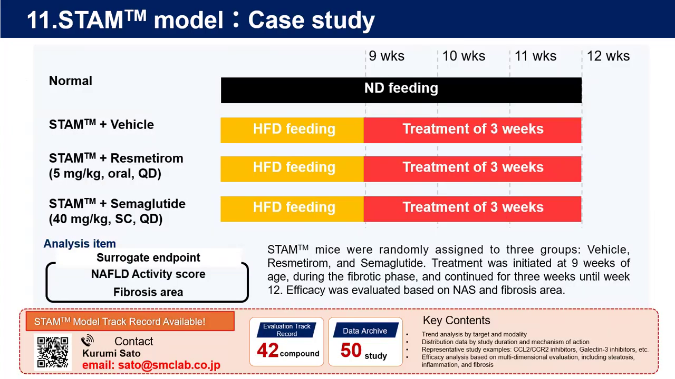Next is a STEM model case study. This slide shows an example of a study in which the STEM model was actually used for evaluation. In this study, the subjects were divided into 3 groups: the vehicle group, resmetirom group, and the semaglutide group. Administration began at 9 weeks of age when fibrosis was progressing. Evaluations were conducted over a 3-week period through week 12. Evaluation criteria were NAFLD activity score and fibrosis area.